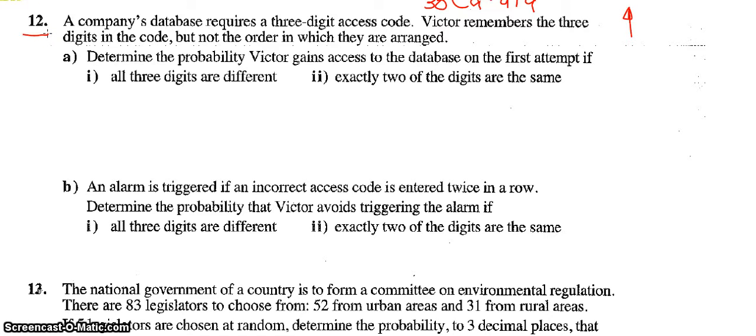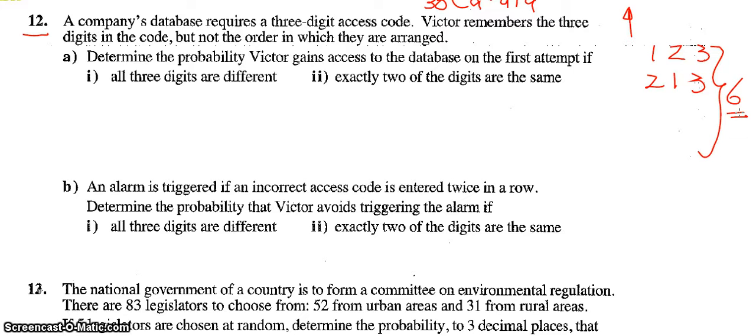A company's database requires a 3-digit access code. Victor remembers the 3 digits in the code, but not the order. So they could be 1, 2, 3, or 2, 1, 3. If you don't remember the order, how many orders are there for 3 digits? Well, there's 6, because 3 factorial, so there's 6 different ways.